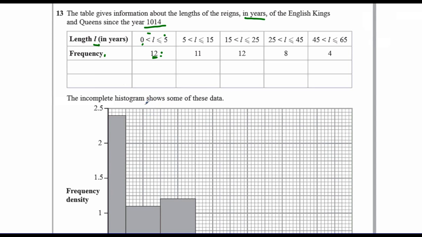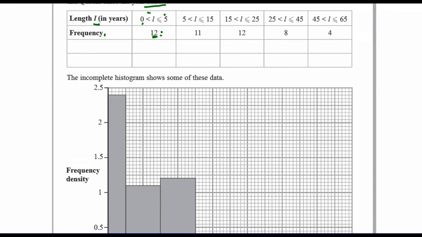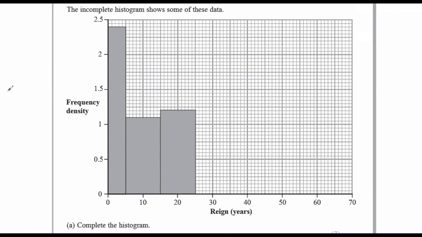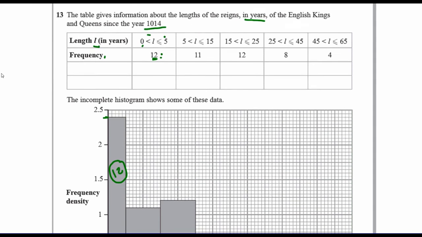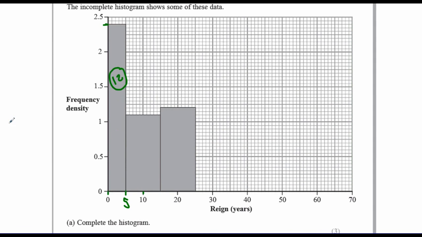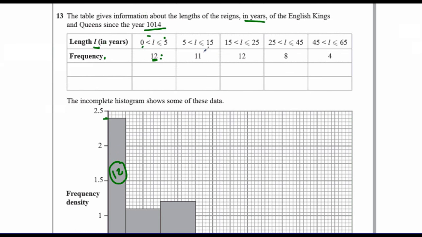So to interpret that, there are 12 kings and queens since 1014 that reigned between 0 and 5 years. We don't know whereabouts unless you look into your history books, but we know there's 12 of them in this category. Okay, and you can see a histogram below that says from 0 to 5. 5 is in the middle of 0 and 10 here. So from 0 to 5 we go up to a certain amount, which we'll talk about in a minute, and this area in the middle represents 12 people. Okay, the next one between 5 and 15 represents the number of people between 5 and 15, which is 11.